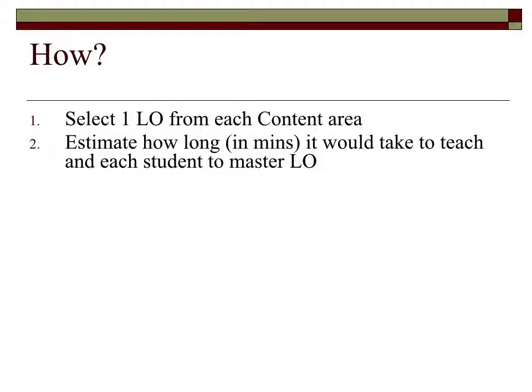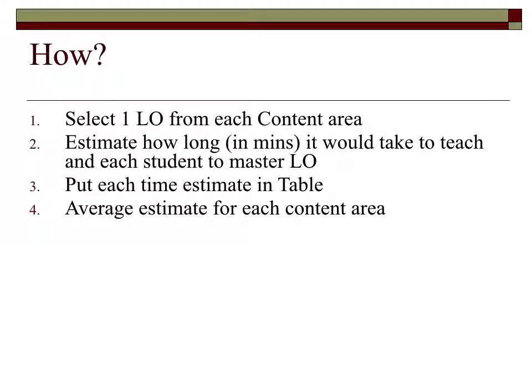In the class, I'm going to say that you have 3 teachers. You're just going to be all 3 teachers, but you're going to give different numbers for each teacher. Then you'll put each time estimate in the table, and then you'll average the estimation for each content area. And that'll give you a weighted average, which is estimated average times the number of learning objectives.